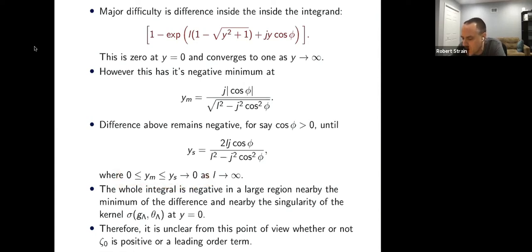The whole integral is negative in a large region nearby the minimum of the difference and nearby the singularity of the kernel. And so there are negative parts and positive parts, and they're mixing together. And so from this point of view, it's very, very unclear whether or not zeta 0 is a positive leading order term. And so it's very hard to quantify the pointwise behavior, and that's an essential component of proving a result like this.